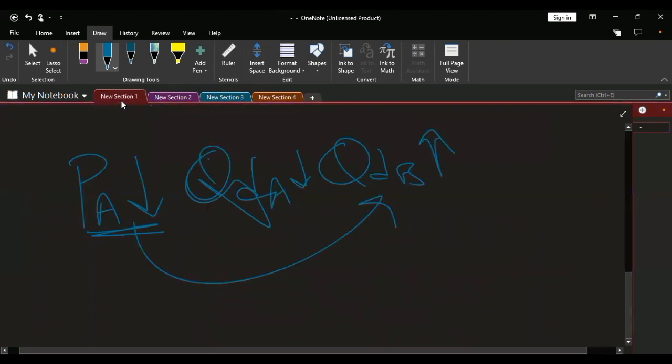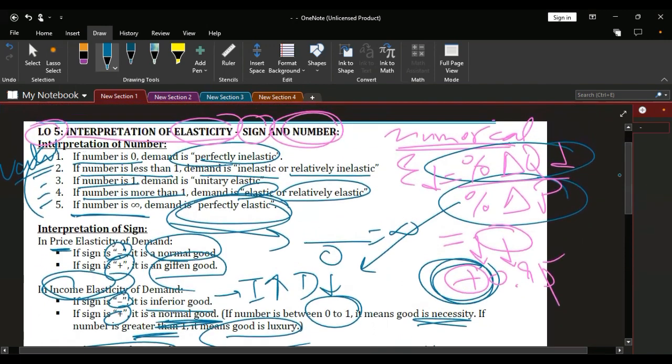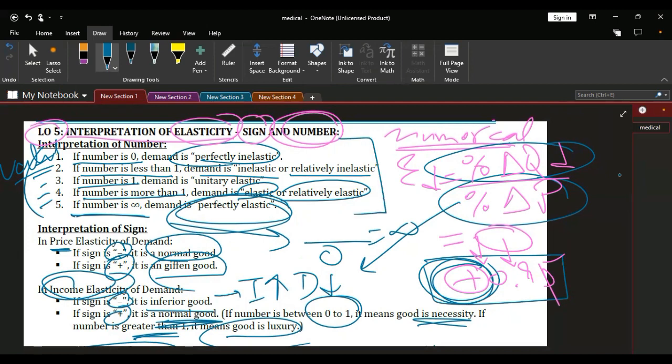So this was our today's class in which we have studied the numerical part of the question, in which we have to interpret the answer, its sign and the numerical value. Here you have seen that the numerical value has to be answered separately and its sign, which may be positive or negative, needs to be defined separately. So it was our today's class in which we have deeply studied the fifth learning objective.